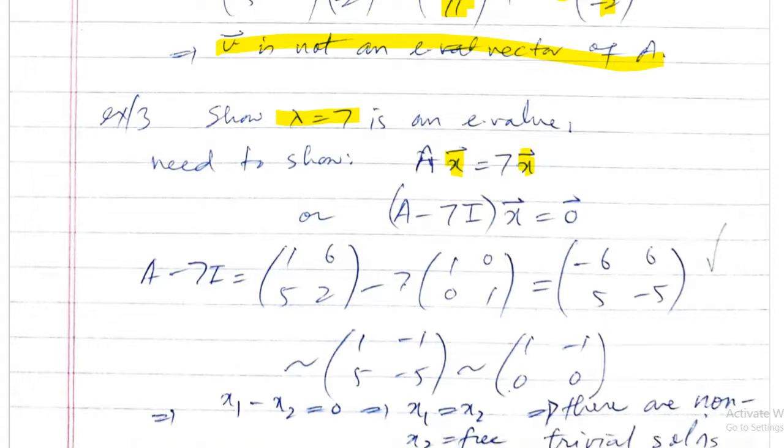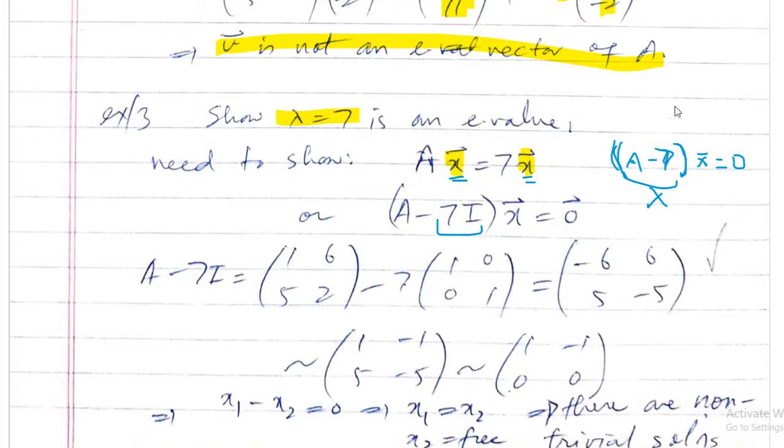Now you can see from here, because x is the same, I can bring it to the left and take x common. And why did I write 7I? Because if I just take 7 common and write A minus 7, that is a wrong thing. Why wrong? Because I cannot subtract a constant from a matrix. I can subtract a matrix from a matrix, not a number from a matrix.